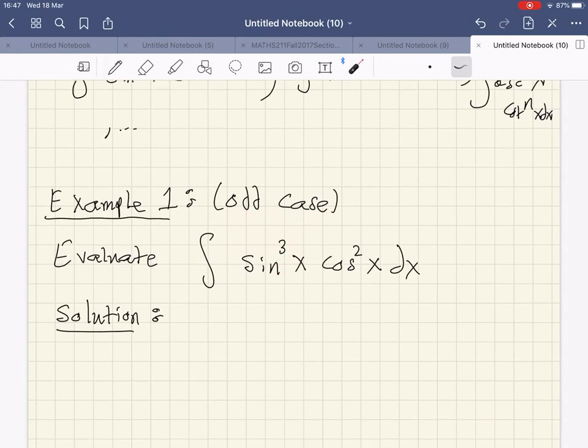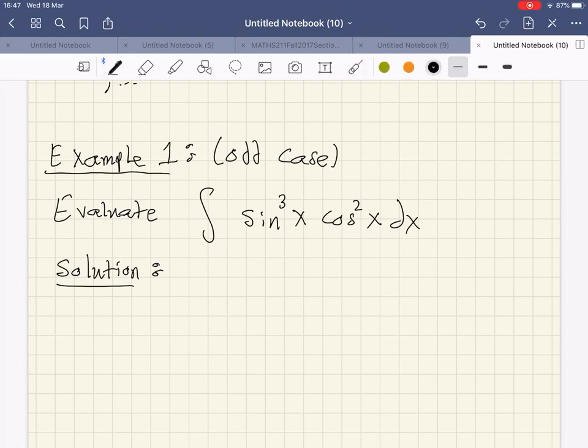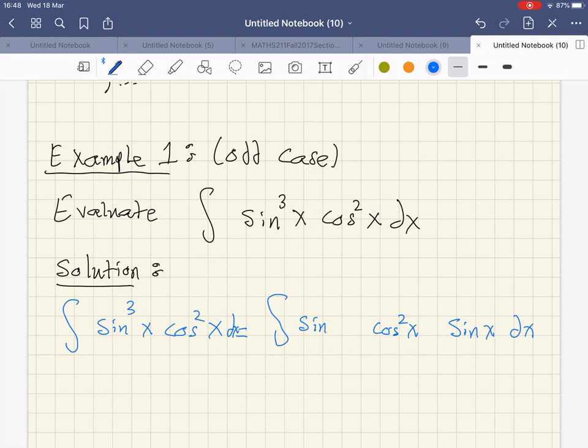If we have the odd case, the strategy goes as follows. You split up the sine. Look at this, sine cubed x cosine squared x. I want you to take one sine from here and put it at the end. That's the idea of splitting up. So I will just take one sine, keep the cosine, and here I will get sine squared x. That's the first idea, to split up.